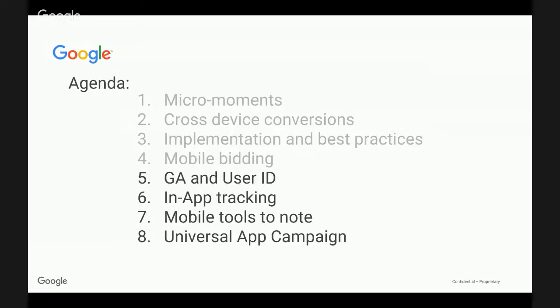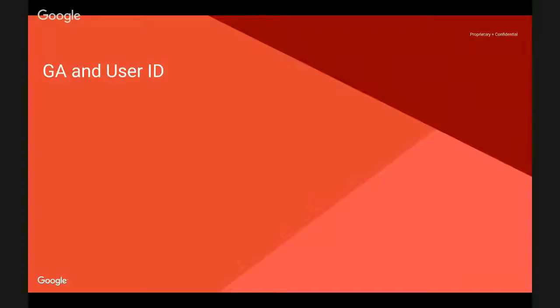So on today's agenda, we have Google Analytics and User ID, in-app tracking, mobile tools to note, and Universal App Campaign. As we said in the previous session, there are two ways of cross-device conversion tracking: estimated cross-device conversions in AdWords and User ID in Google Analytics. So, in today's session, we are starting with Google Analytics and User ID.